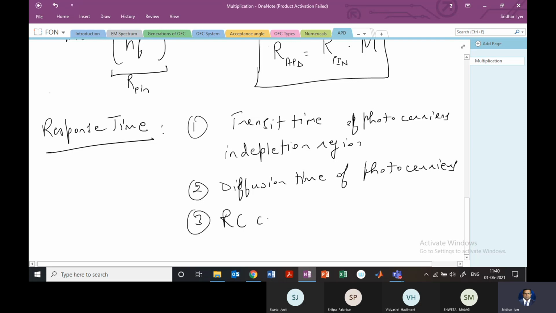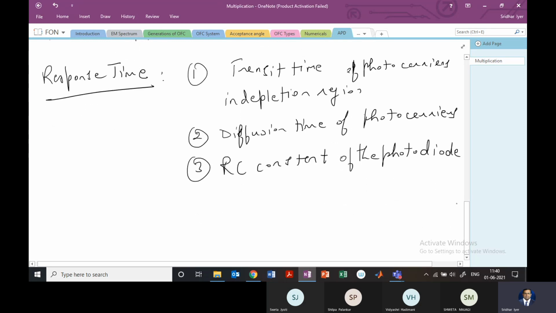Third is the RC constant of the photodiode. This is always going to have an impact, because I'm sure you know that f is 1 by 2 pi root LC, and you can always connect the RC constant through that LC, right? So root LC is always going to affect f, and therefore it is going to affect the time, right? So the response time is always going to be affected because of the RC constant of that particular diode, because ultimately these all are diodes, right?